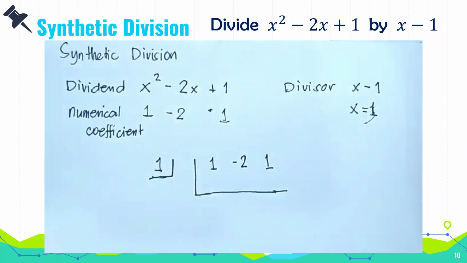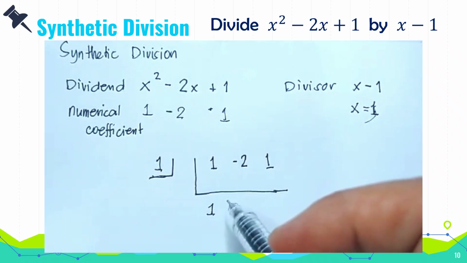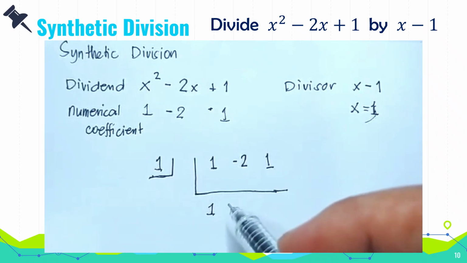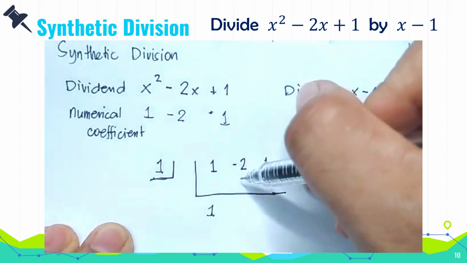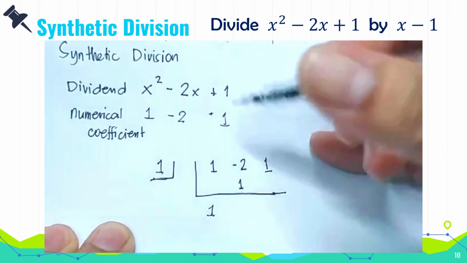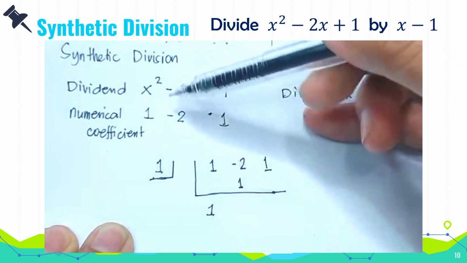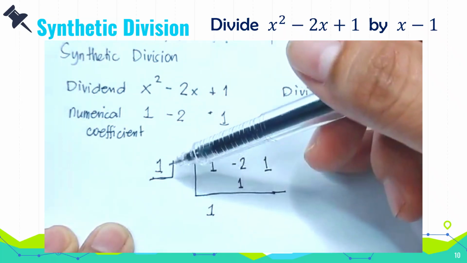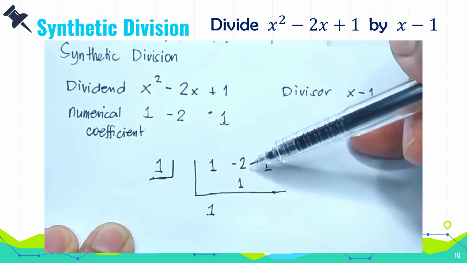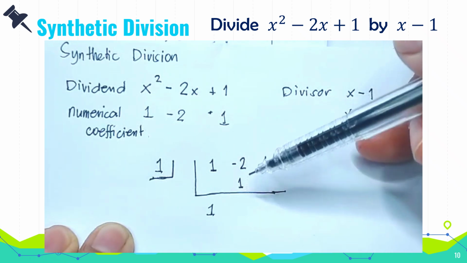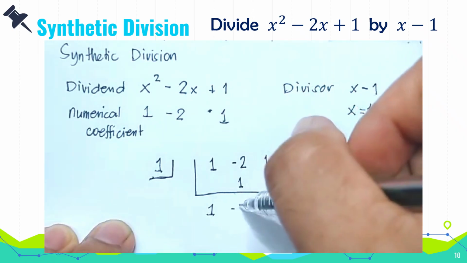First step is just bring down the first expression, that is 1. Then 1 times 1 will give us positive 1. Again, after bringing down the numerical coefficient of the first term, we multiply it. 1 times 1 is equal to positive 1. Subtract negative 2 minus 1, or combine, will give us negative 1.